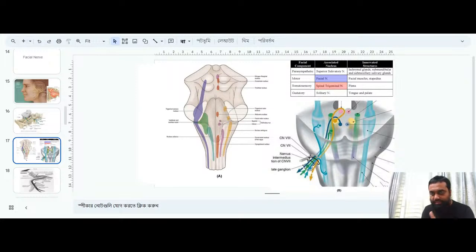So if there is any lesion in this part, for example, this is the left side, and there is a lesion in the left upper motor neurons, that means the cortical neurons of the facial nerve, it will produce some form of lesion on this left side. So an upper motor neuron type of lesion will produce some form of paralysis on the left side.